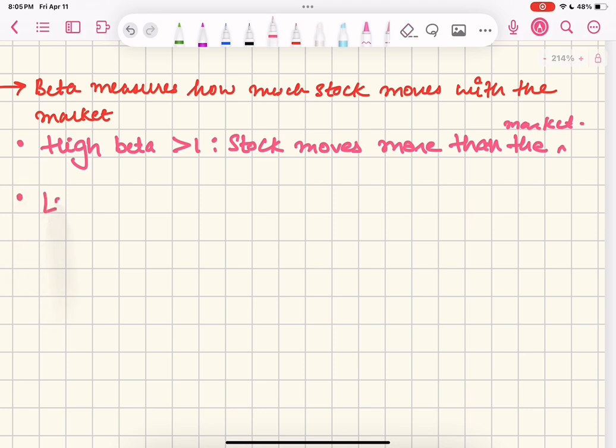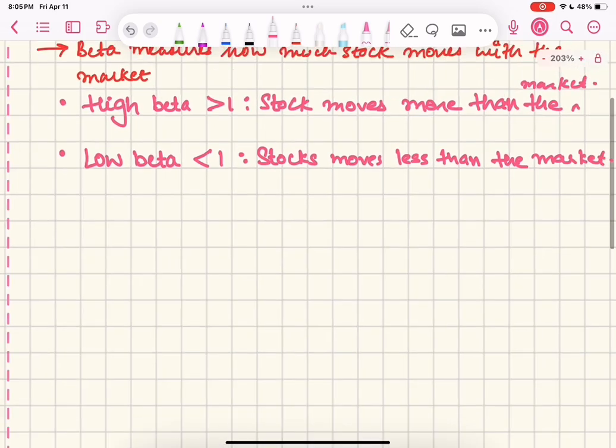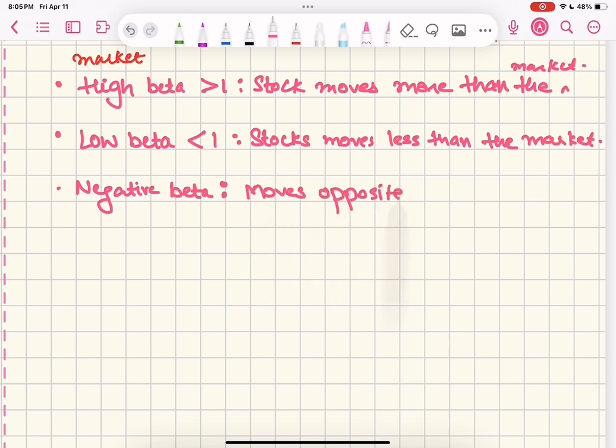And if we talk about a beta below 1, it means it's more stable, but it moves less than the market. And you must be thinking about negative beta. So this is basically one which moves in the opposite direction of the market. It is rare, but it's interesting.